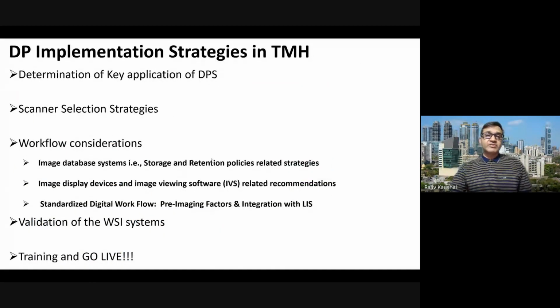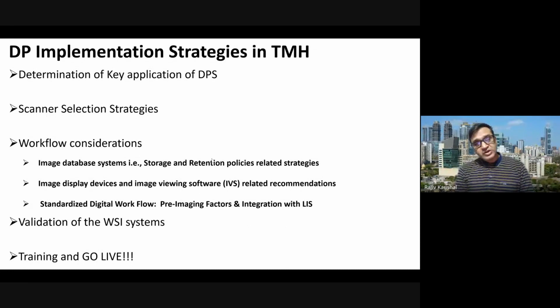So if we have to get a scanner, you have to make your implementation strategies depending on your key clinical requirements. My requirements might be different from your requirements. So you have to invest depending on your actual requirements, and develop your scanner selection strategies accordingly.